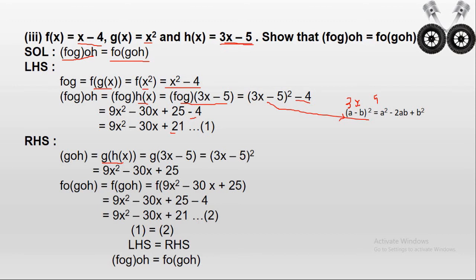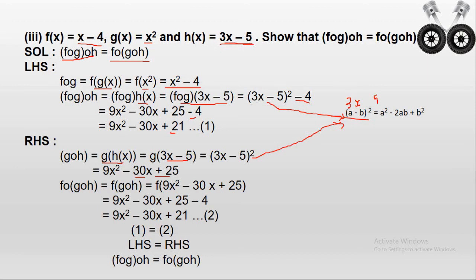So next you have to substitute the value for G of X. In G of X, wherever x, you have to substitute 3x minus 5. So 3x minus 5 whole square. It is the same as the a minus b whole square formula. So a minus b whole square equals a square minus 2ab plus b square. Here a value is 3x and b value is 5. So 3x whole square is 9x square, minus 2 into 3x into 5, that is 30x, then 5 square is 25. So G composition H equals 9x square minus 30x plus 25.